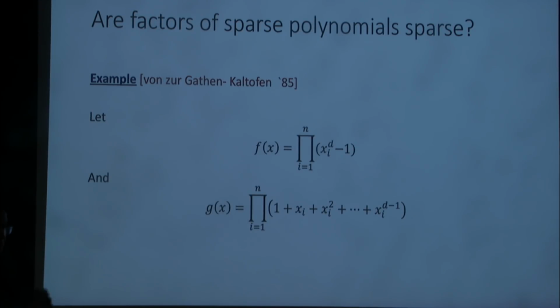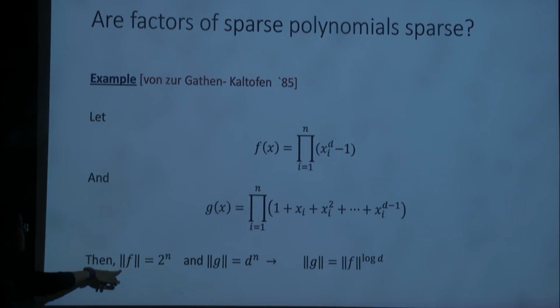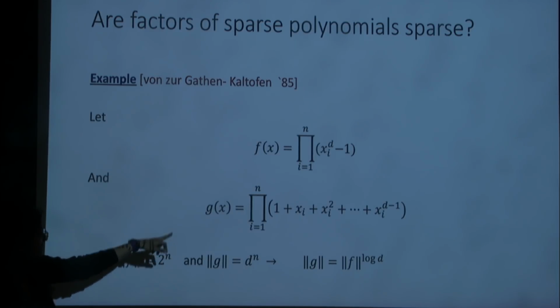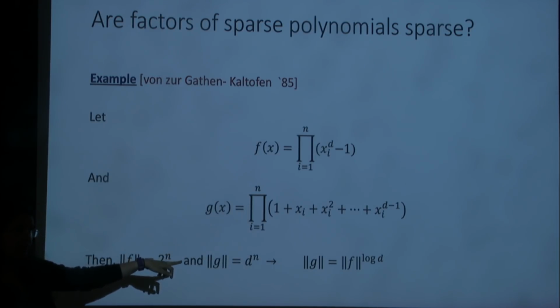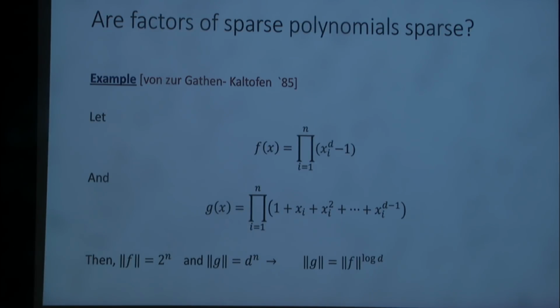So to observe a super polynomial blow up, you just increase the number of variables. And here you'll see that, if you have n variables, then the sparsity of f is 2 to the n, and the sparsity of g is d to the n. So a super polynomial blow up in the sparsity. So the sparsity of g is f to the log d. So if you think of d to be polynomially large, then there's this quasi polynomial blow up in the sparsity.